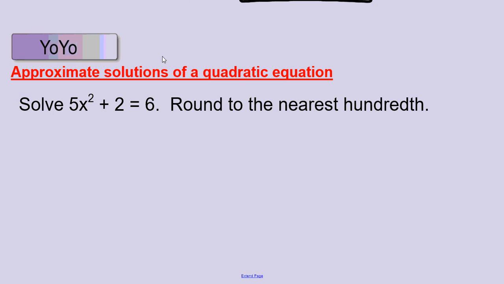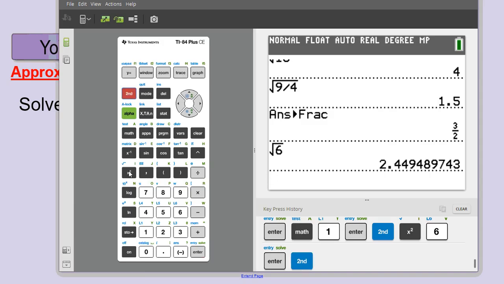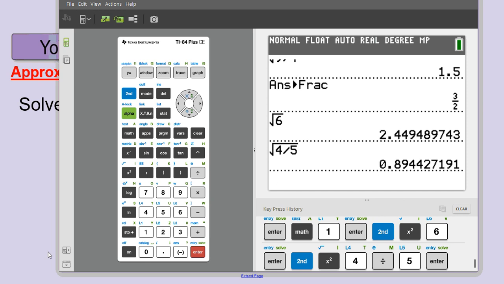Okay, first step is to subtract the 2. You would then get 5x squared equals 4. If you divide by 5, you'd have 4/5. And when I take the square root, the square root of 4/5 is not going to be a perfect square, so I'm going to need to use a decimal approximation here. So x equals plus or minus, I grab a calculator, the square root of 4 divided by 5, to 2 decimal places, 0.89.